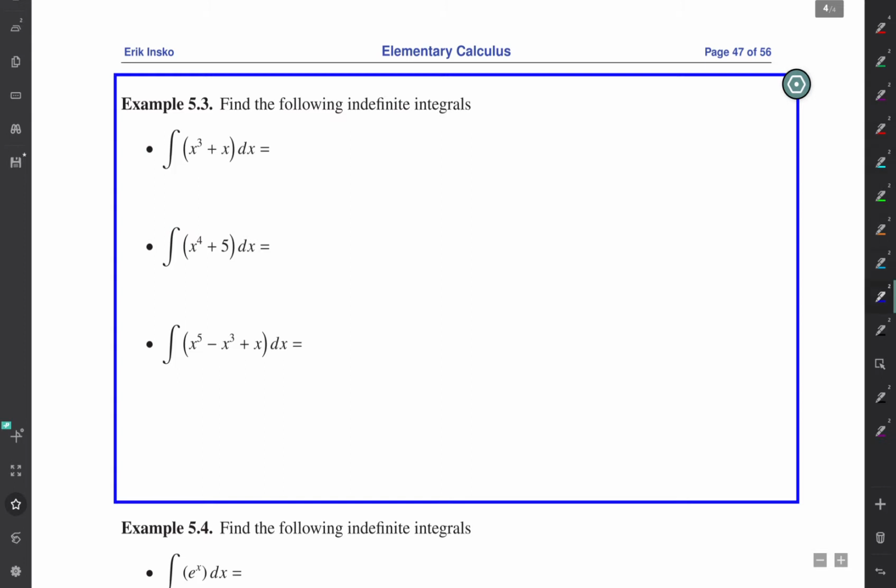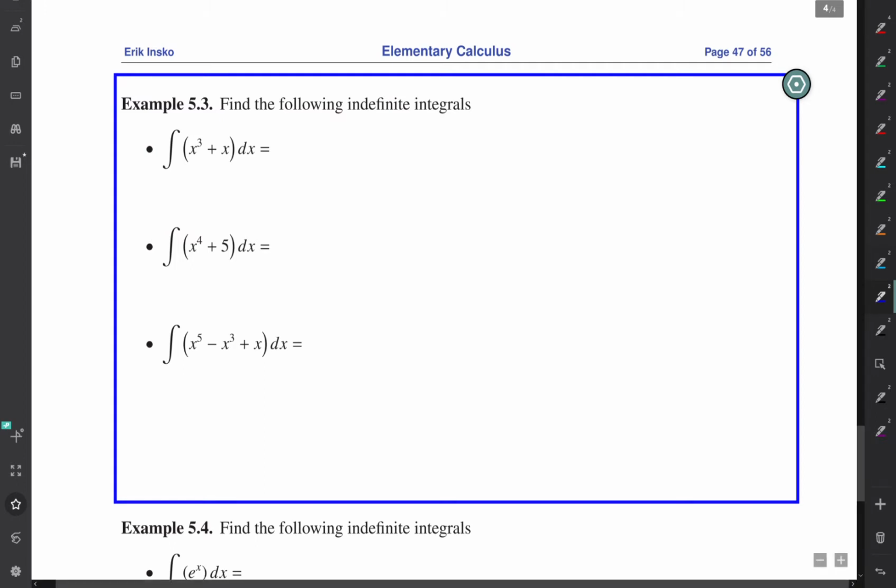Okay, in example 5.3, we're asked to find the following indefinite integrals. So the integral of x to the third plus x: the rule is that you take x, you add 1 to the exponent, so that's x to the fourth, and then you divide by that new exponent. So that's the integral of x cubed. And then the integral of x is going to be x to the 1 plus 1 is 2, divided by 2, and then finally we have to add the constant of integration.